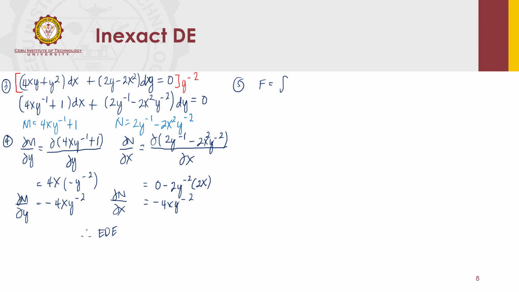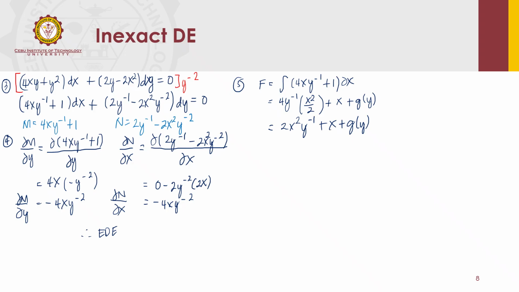So that's 4xy to the negative 1 plus 1. We partially integrate this with respect to x. So y is the constant. So it's 4y to the negative 1, the constant, multiplied by the integral of x, which is x squared over 2. And then for 1 dx, its integral is x, and then the constant of integration is a pure function of y, or g of y. So this is 2x squared y to the negative 1 plus x plus g of y.